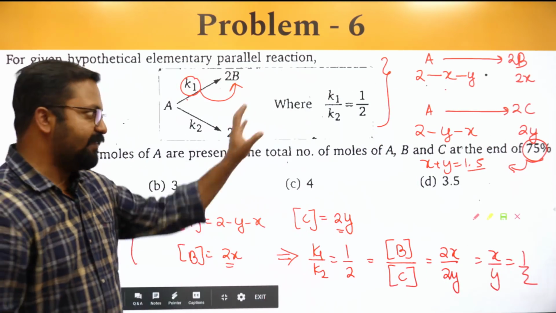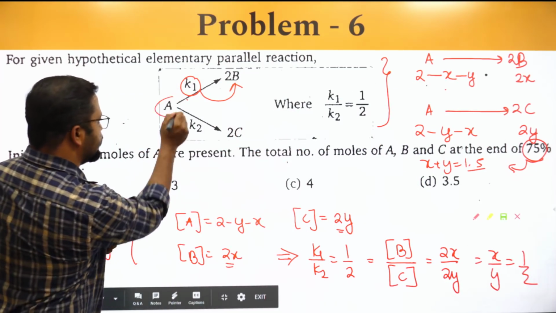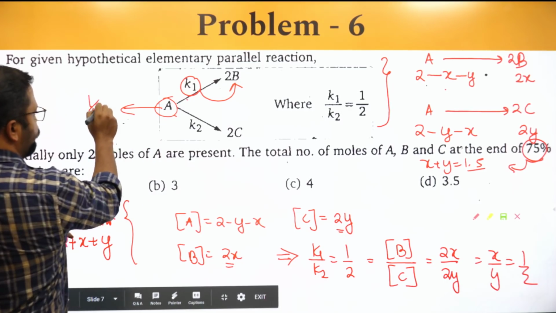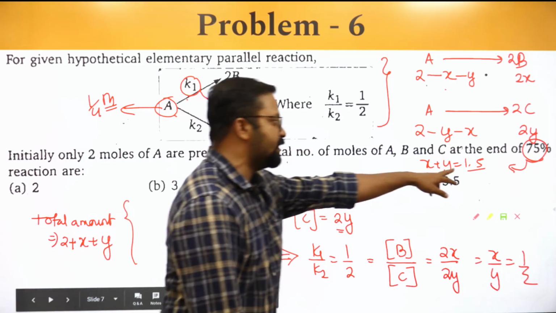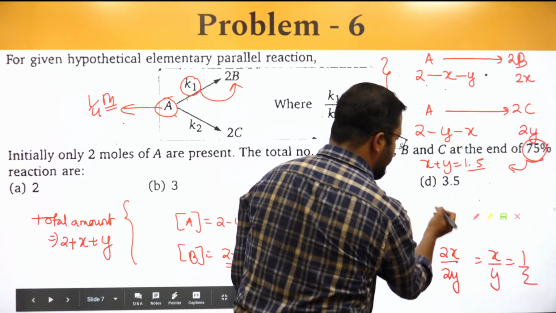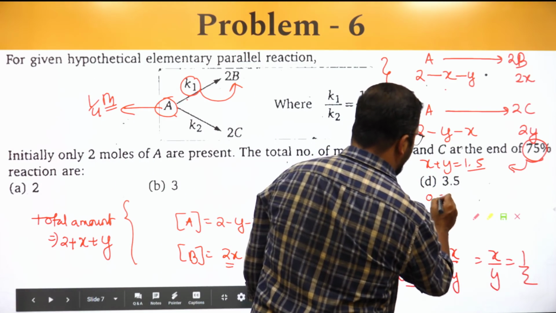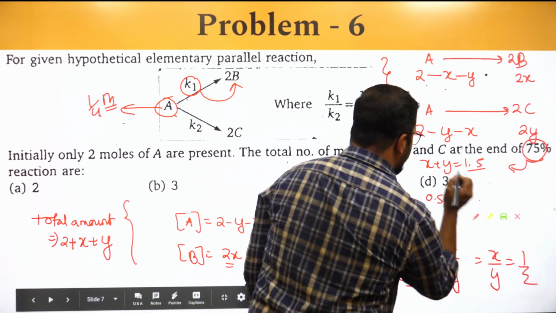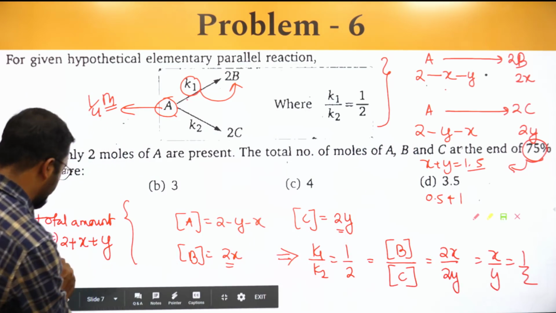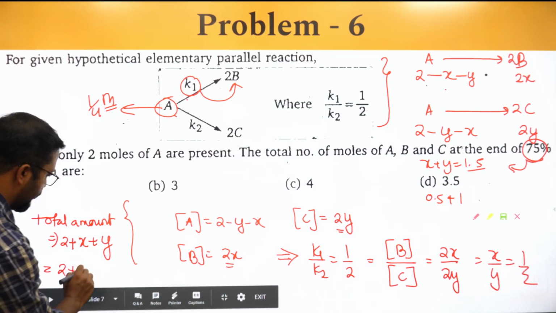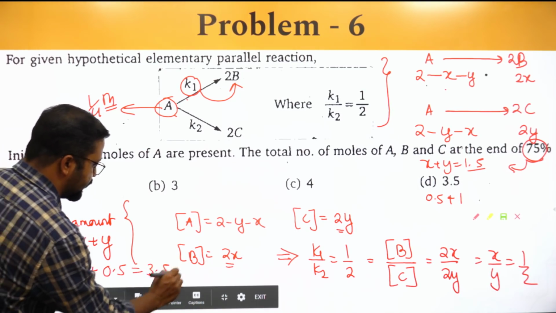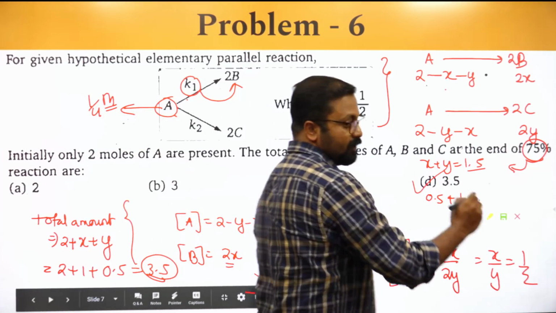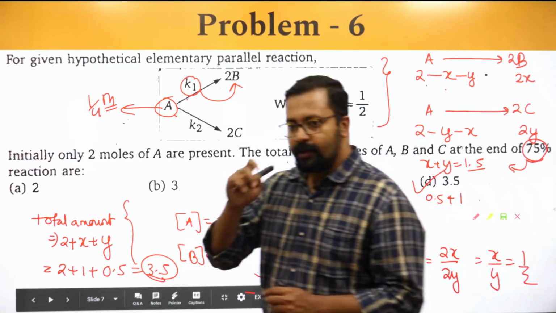X plus Y is the 75% reaction that has taken place, meaning how much amount is left? I have only 1/4 of it left. 75% has dissociated, and 75% is 1.5. X will be 0.5, Y will be 1. So if I put those values over here, 2 plus 1 plus 0.5, I will get 3.5 as the answer. The right answer should be 3.5.